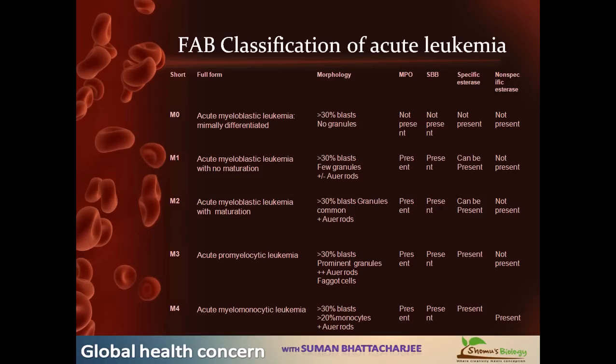All of these types of leukemia have different full forms. They have different morphological status, whether a specific esterase is present or not, and all these things. For example, M1 is acute myeloblastic leukemia with no maturation. Sometimes we can have acute myeloblastic leukemia with maturation, which is type 2, M2, right? Their properties are provided in this table. I won't at all encourage you to memorize this table, but if you need the information, for that reason I put it here.